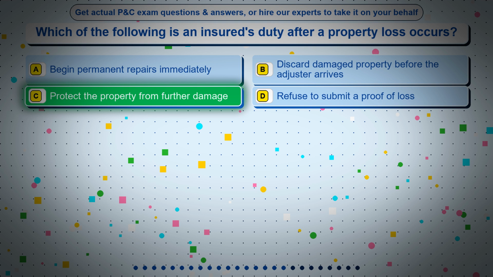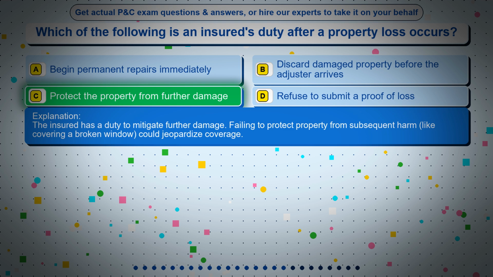The correct answer is option C, protect the property from further damage. The insured has a duty to mitigate further damage. Failing to protect property from subsequent harm, like covering a broken window, could jeopardize coverage.